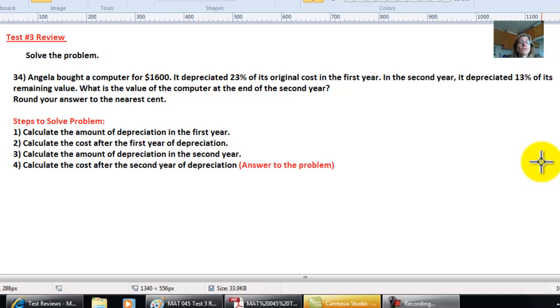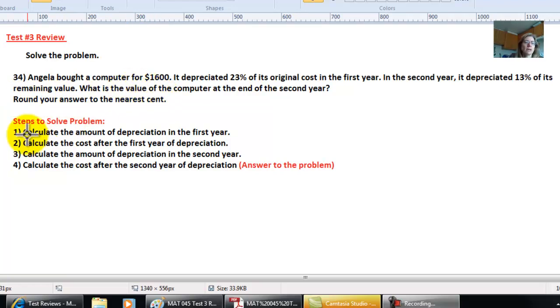Alright, this is problem 34 on test 3 review. And what we have is Angela bought a computer for $1,600. It depreciated 23% of its original cost in the first year. In the second year, it depreciated 13% of its remaining value. What is the value of the computer at the end of the second year? And of course, round the answer to the nearest cent.